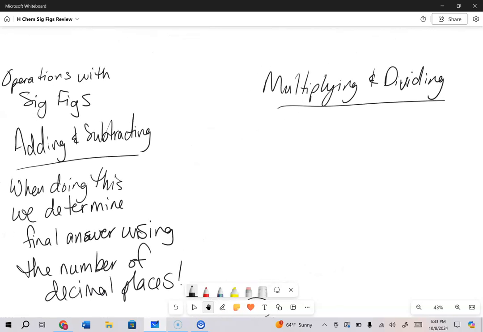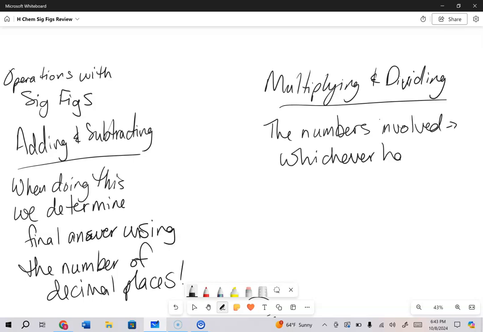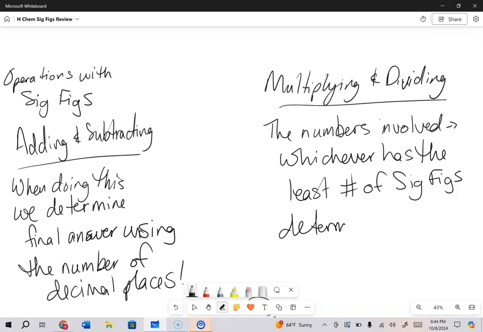All right, so for multiplying and dividing, what we're going to do is we're going to look at the numbers that are involved, whichever have the least number of sig figs determines the final answer. And this is no matter what form we're in.